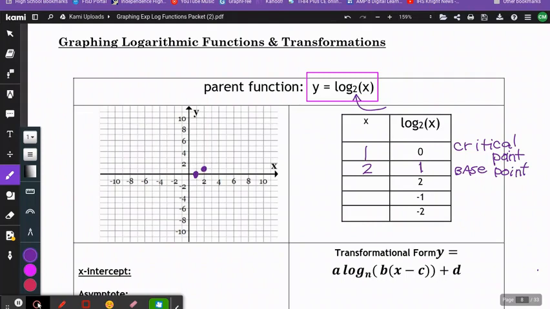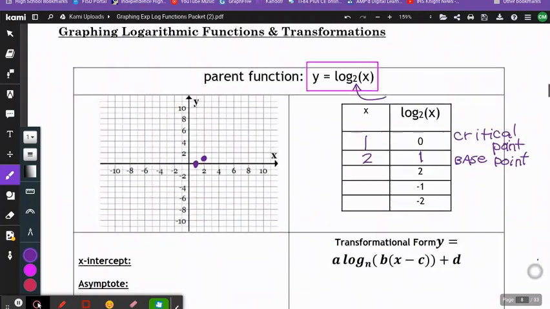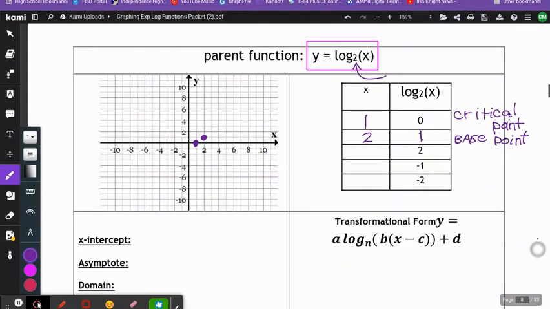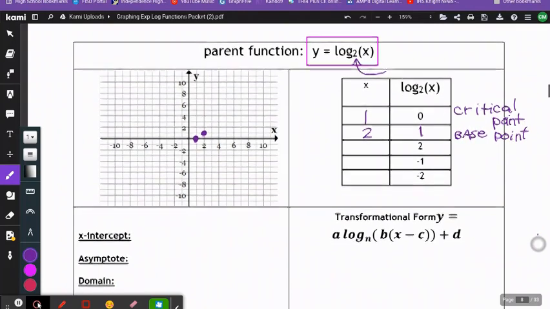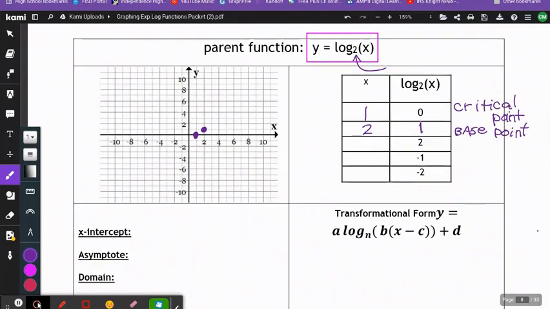Okay. All of the attributes and key features of a logarithmic function are the inverse of those for exponential functions. Logarithms and exponentials are the inverse of one another. So we're going to see how this plays out and how each of the features are the opposite, or switch in terms of x and y values.